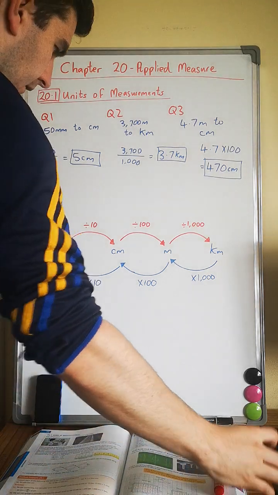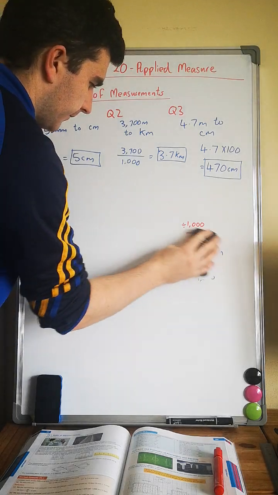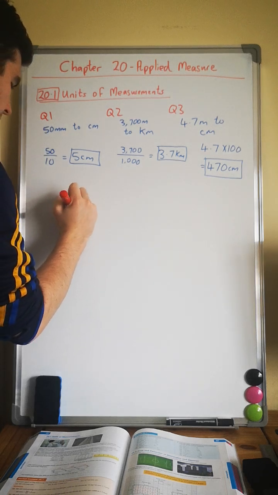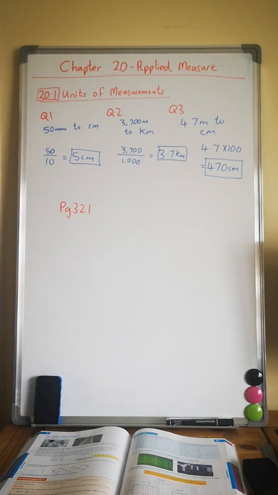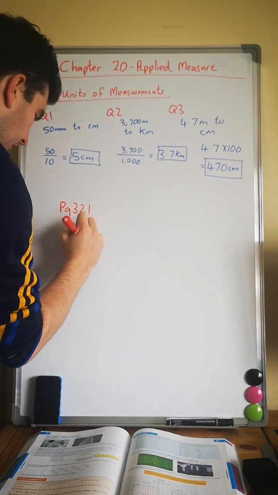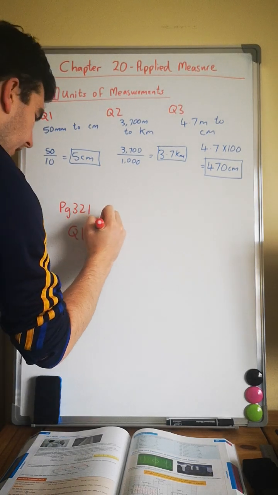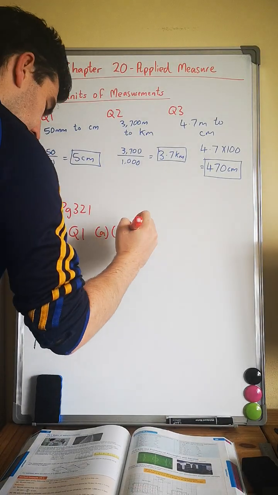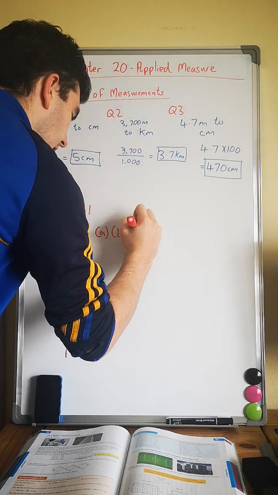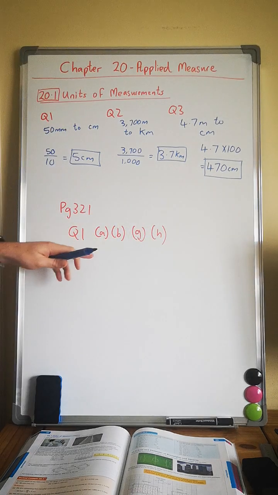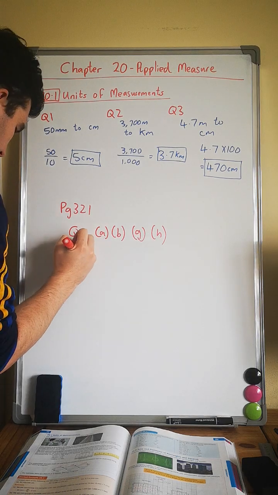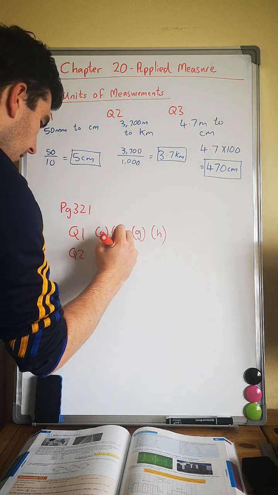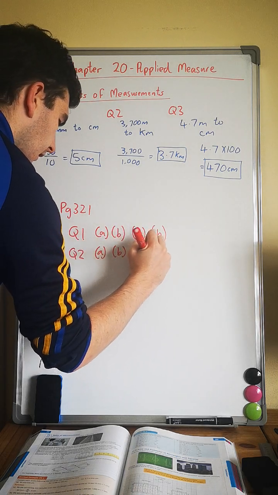So rub this out now. What you can go and do now is in your books on page 321, you can do question 1, parts A, B, G, and H. So just do 4 parts of question 1, and the exact same for question 2. Do A, B, G, and H.